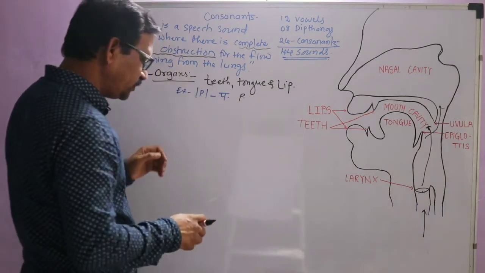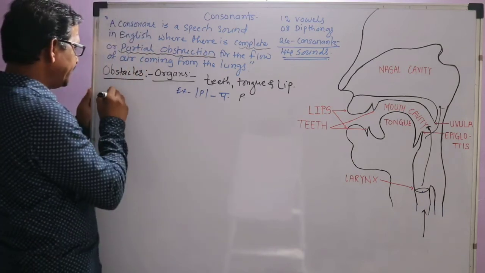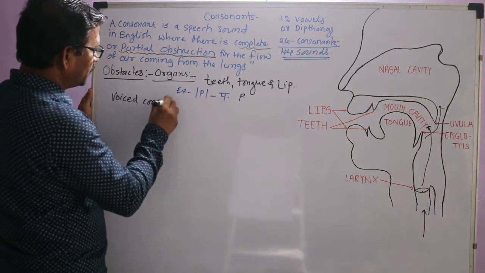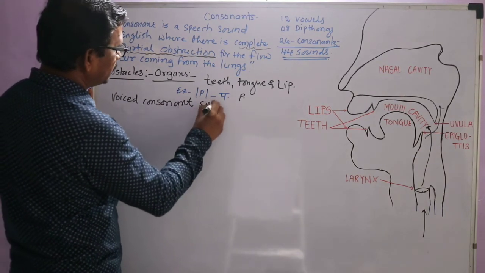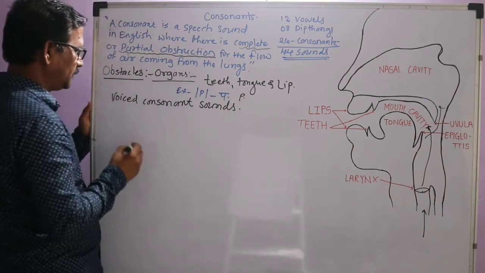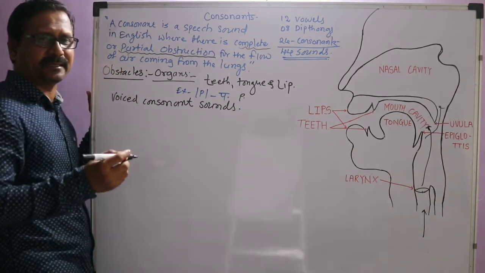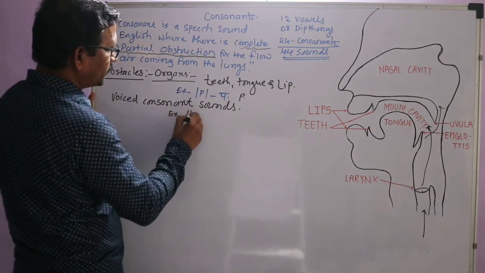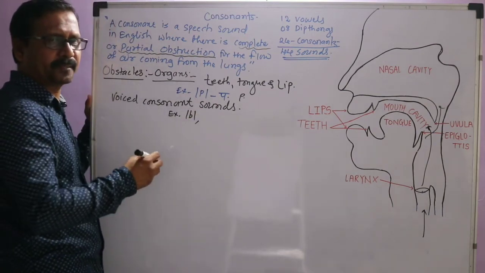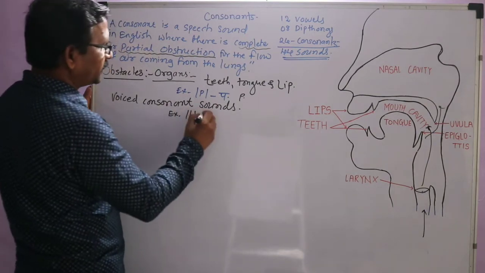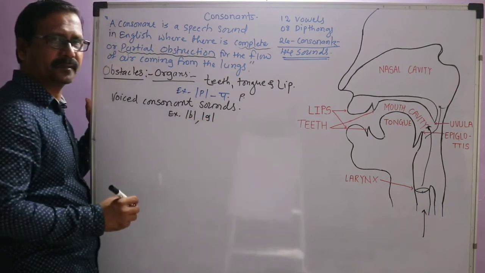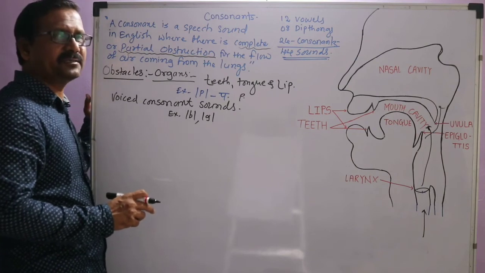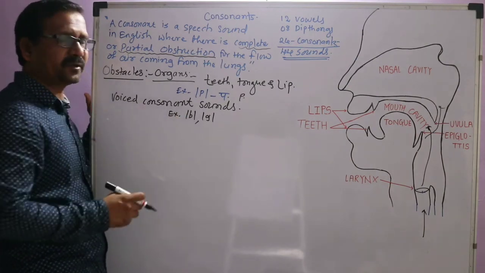So we have two types of consonant sounds: voiced consonant sounds, and for example, we will take some examples of voiced ones. For example, the consonant like b, and the consonant like g. When these sounds are produced, they are voiced because the vocal cords vibrate when there is a production of b and g.